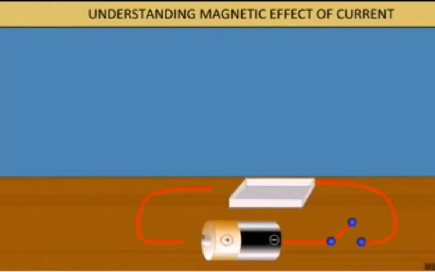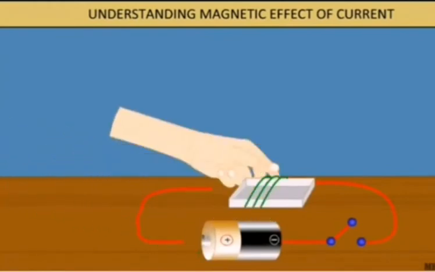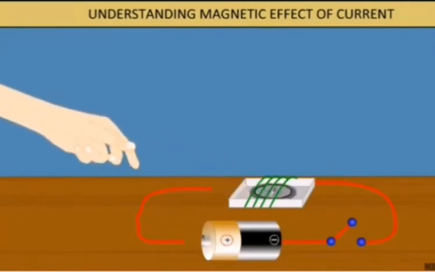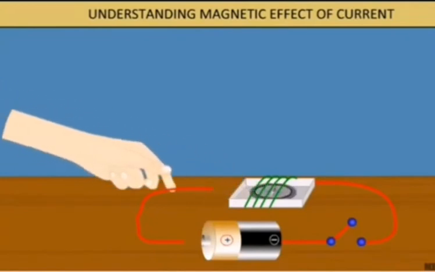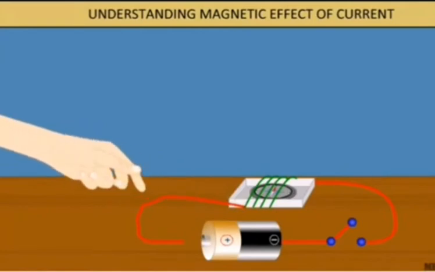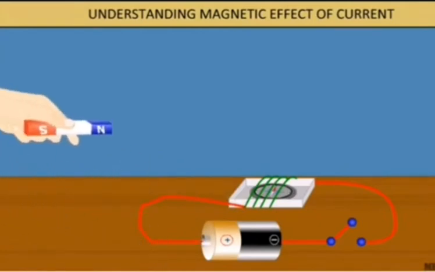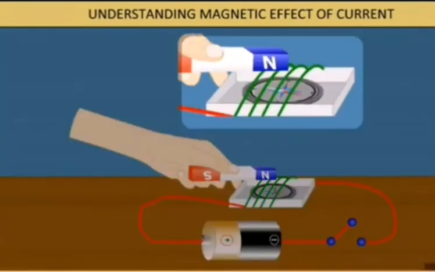You can understand it more clearly. Take a discarded matchbox, tie an electric wire over it, put a magnetic compass inside it, and connect one end of the wire to an electric cell through a switch. Note the direction of the compass needle. Bring a bar magnet near the compass. You will see that the needle gets deflected.